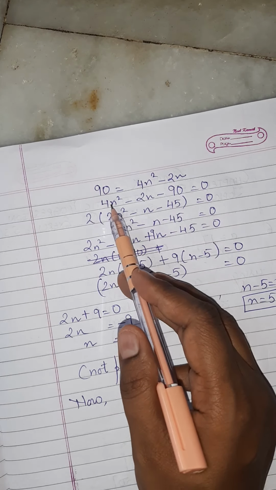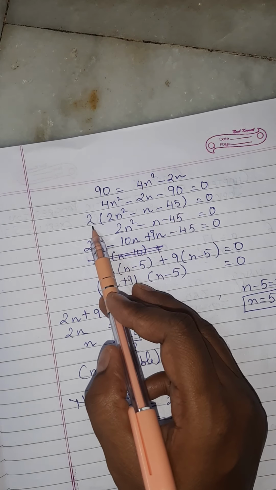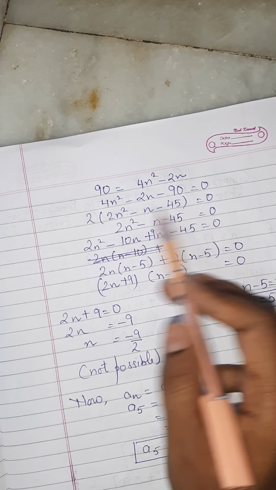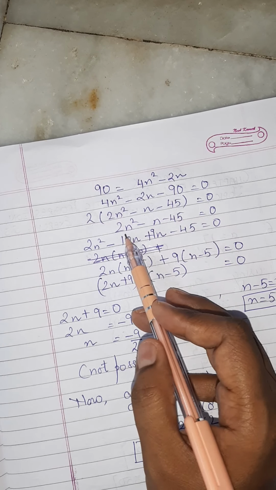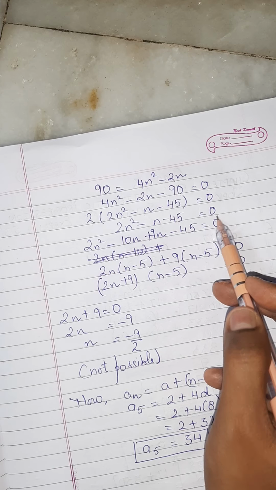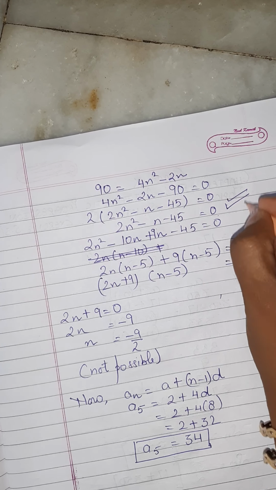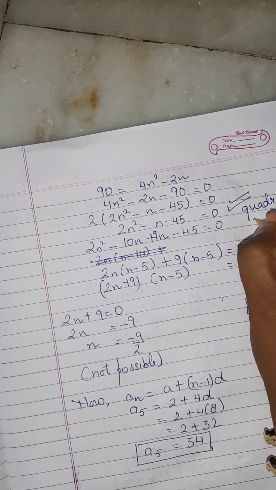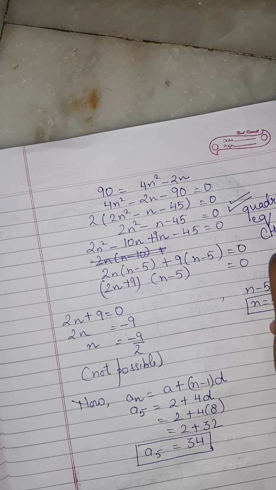Correct? From this again we can take 2 common. So what are we left with? 2n square minus n minus 45 is 0. Bringing this 2 into division, 2n square minus n minus 45 is 0. Correct? Now this is a quadratic equation. We have done this in chapter number 2.